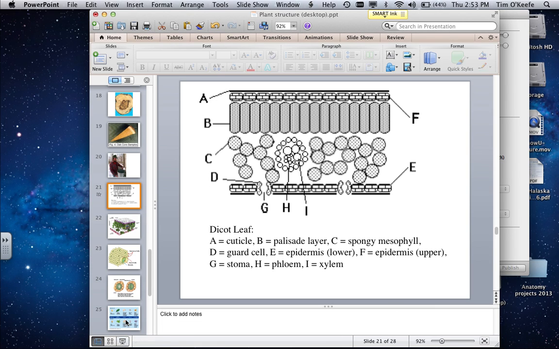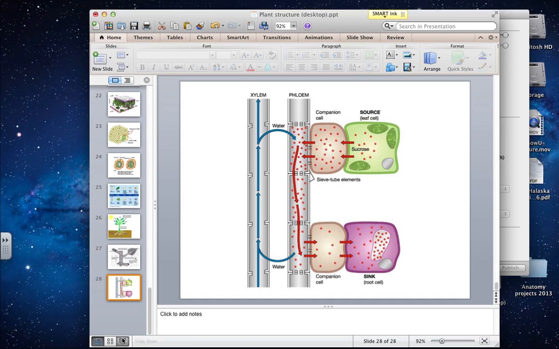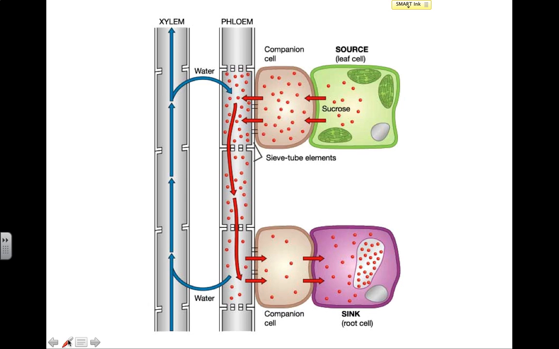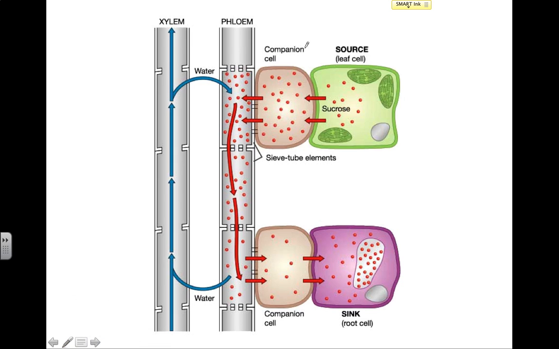Let me get back to this if I can. And let me get a pen here. Red. So once again, up in the leaf, that is the source, and the sugars are being made up there, and they're pumped into the phloem tubes, or the sieve tubes, or the sieve tube elements, the cells within the phloem tubes. And the sugars are going to be pumped in there.